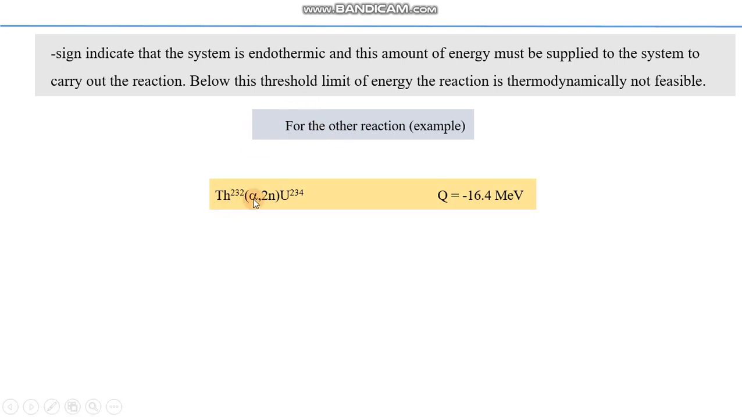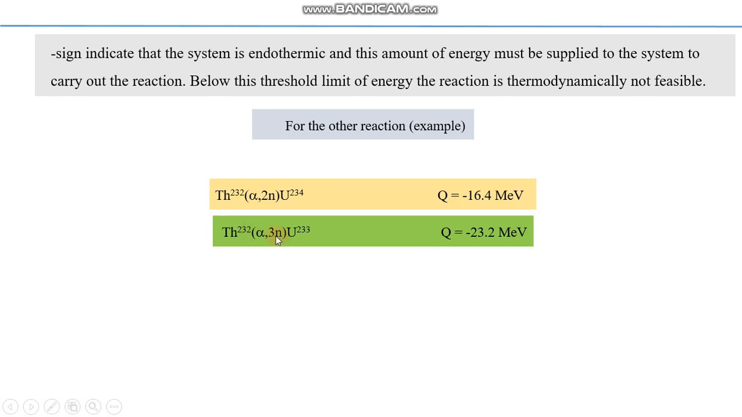So thorium is bombarded again by an alpha particle. Two neutrons are produced along with a uranium 234 isotope. The amount of energy involved in this reaction is minus 16.4 mega electron volt. In another reaction where three neutrons have been produced, the amount of energy is minus 23.2 mega electron volts. And in the last reaction, the amount of energy involved for the nuclear reaction is minus 29.0 mega electron volts.